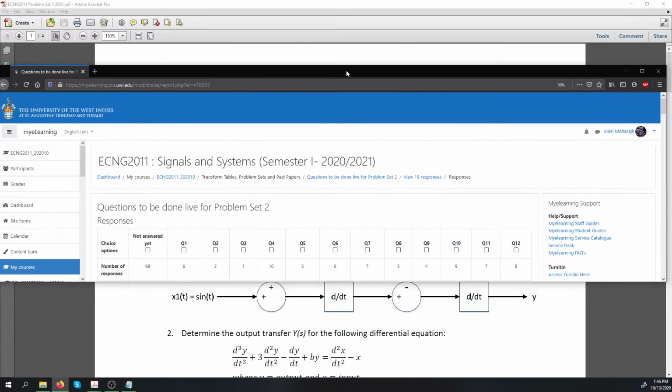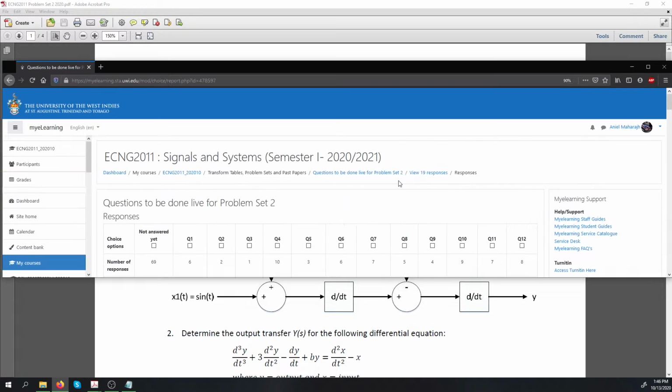Okay, so these are the responses from what we obtained regarding our poll for the questions to be done live for problem set 2. And as we can see here, question 4 is the highest with 10 responses, followed by question 10, which had 9 responses, and question 12, which had 8 responses. So I'll be doing question 4 first, then question 10, and then question 12 accordingly.